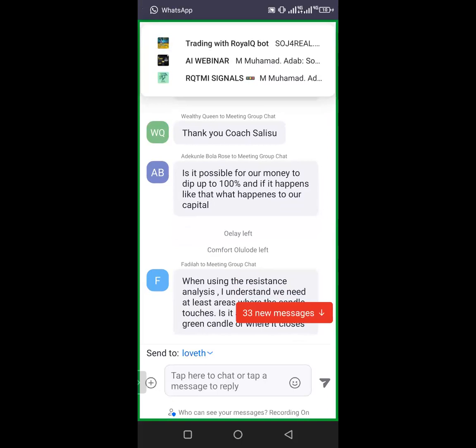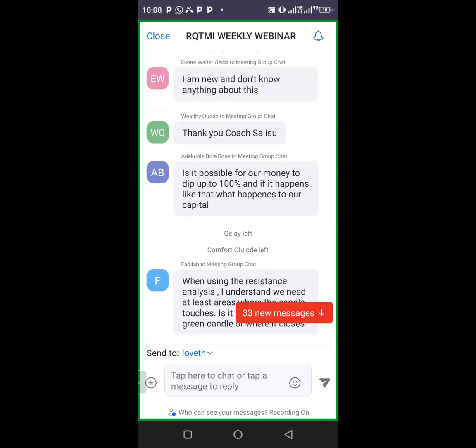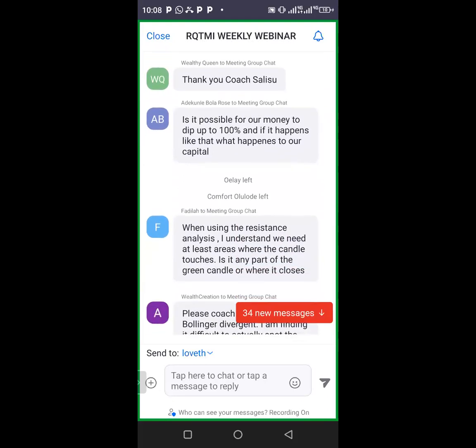Hardly anybody on this call, I repeat, have you ever seen, ever since you started RoyalQ, a coin that dipped 100%? You cannot tell me you've seen it. It's not possible. Yes, it can happen, but it has never happened to any coin since the 19th of March 2021 that RoyalQ was launched. Like in the case of Luna, that was what happened to Luna and it was delisted, and up to today it's not back.